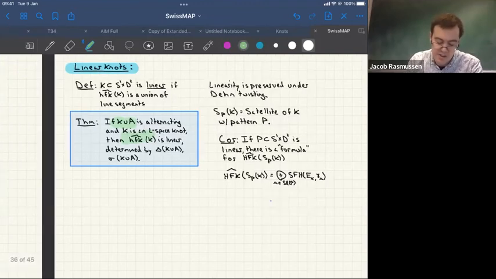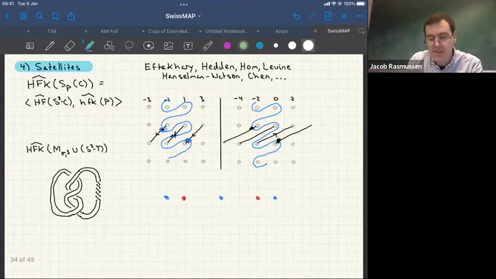I should have mentioned when I was talking about cabling, there's a long and really great history of people who have studied satellites, the knot Floer homology of satellites, starting with Eftekhary and Hedden, including Hom and Adam Levine. There's a story of Hanselman and Watson that uses these curve pictures, and also a story of Wenzhuo Chen, which is, I think, related but not really the same as this, which also uses curve pictures.